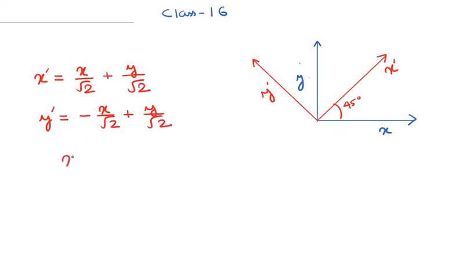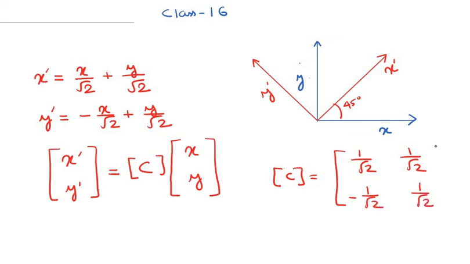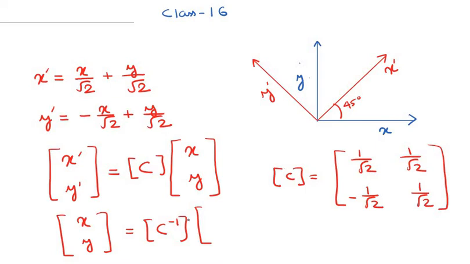We can write it in matrix format as x dash, y dash equals some matrix C times x, y, where this matrix C is given by 1 by root 2, 1 by root 2, minus 1 by root 2 and 1 by root 2. So we have a relation between the old coordinate system and the new coordinate system. Now we can also invert the relation and write x, y equals C inverse times x dash, y dash.